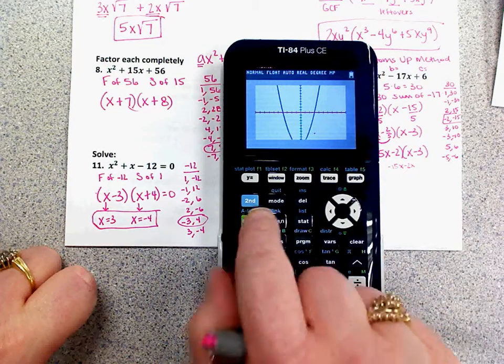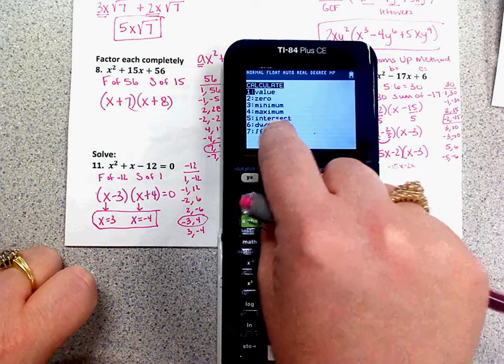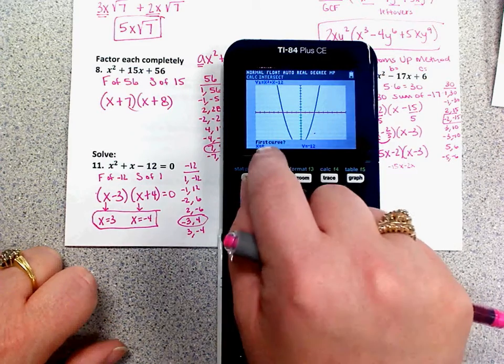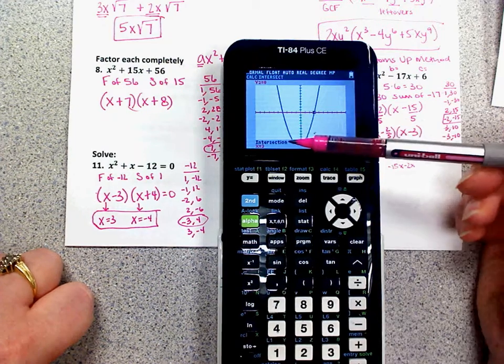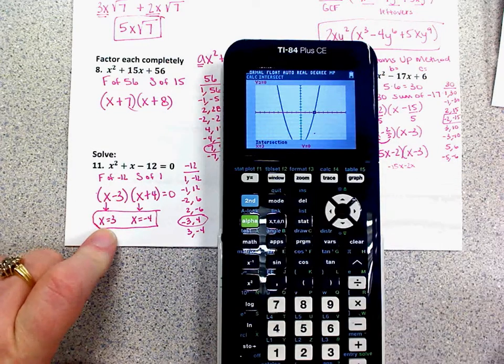So to find them, we go to the calc menu by hitting second trace, and we want the point of intersection, so we press 5. And remember, it's going to ask you questions here, first curve, second curve, guess, but you just press enter for each one of those. And so it shows our first intersection is x equals 3, which is one of our solutions we got by factoring.